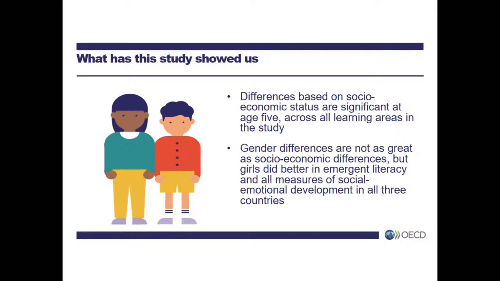The associations with socioeconomic disadvantage were stronger than those based on gender, but nonetheless, we still saw gender differences in favour of girls in emergent literacy, so that's their oral language skills, and across the board on social emotional skills.